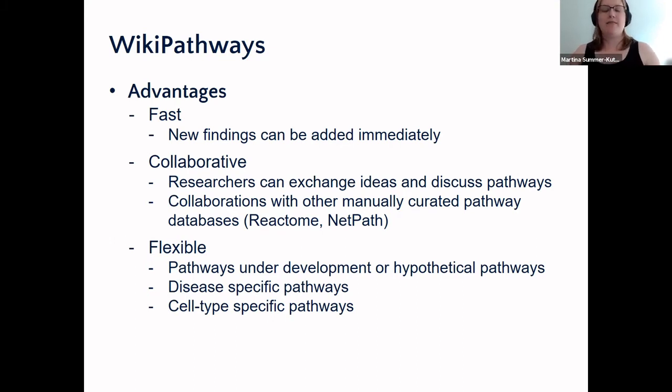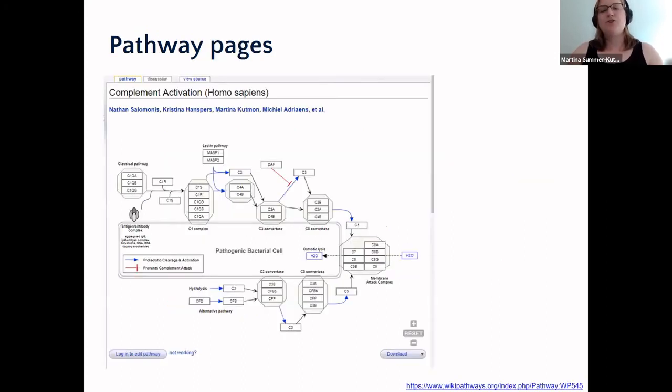The other idea that we have in WikiPathways is that we want to keep the platform quite flexible. So we allow people to submit pathways that are still under development or hypothetical pathways, as well as disease-specific or cell type-specific pathways. All of these categories are tagged. So it's not that every pathway automatically ends up in an analysis collection, but we have assessment of the quality in the database. So on a pathway page, you have the title and the authors.